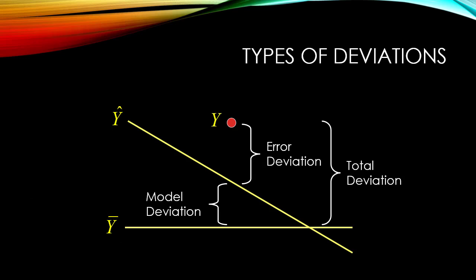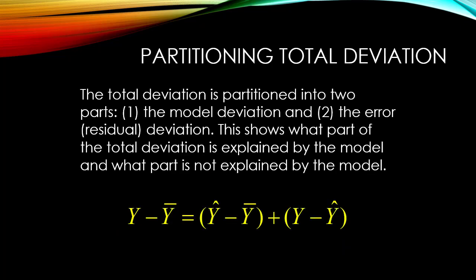There are three types of deviations: total deviation from the mean, the portion of this deviation that we can understand with a linear model, and the remaining deviation that is unaccounted for by the model, which can be understood as the error of the model. The total deviation can be partitioned into two parts so that the sum of the model deviation and error deviation equals the total deviation. This partitioning helps us explore what part of the total deviation is explained by the model and what part is not explained by the model.